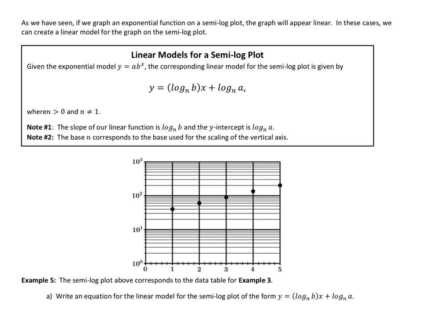As we have seen, if we graph an exponential function on a semi-log plot, the graph will appear linear. We said this earlier that all exponentials are linear on semi-logs. Since it's linear, we can actually write a y equals mx plus b equation for this. That's a linear parent function. They're just going to be not m and b, they're going to be different coefficients, different constants.